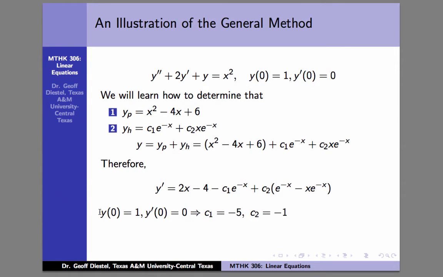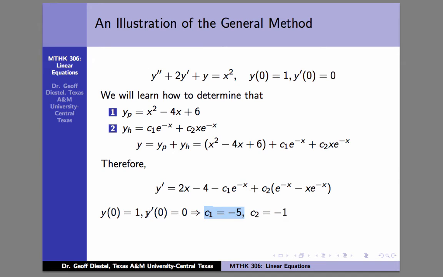Again, y of 0 equals 1. What does that mean? It means I take my equation for y, I let x be 0 here, and then what I'm left with is not much. We have a 6 plus c1. So 6 plus c1 has to be equal to y of 0, so that's equal to 1. So that tells us that c1 is negative 5.